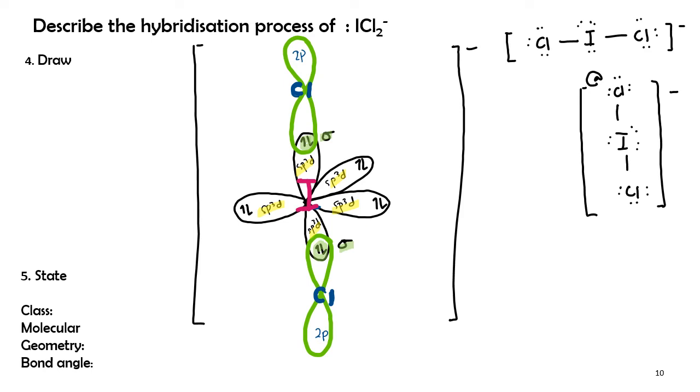And last, you need to write the class based on the drawing. It will be AB2E3, and this one will be geometry linear, and the bond angle is between the ICl bond and another ICl bond. So the bond angle here will be 180 degrees.